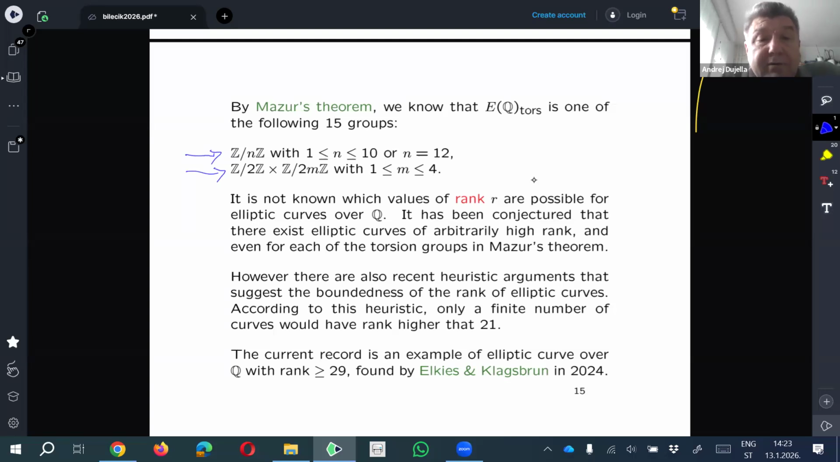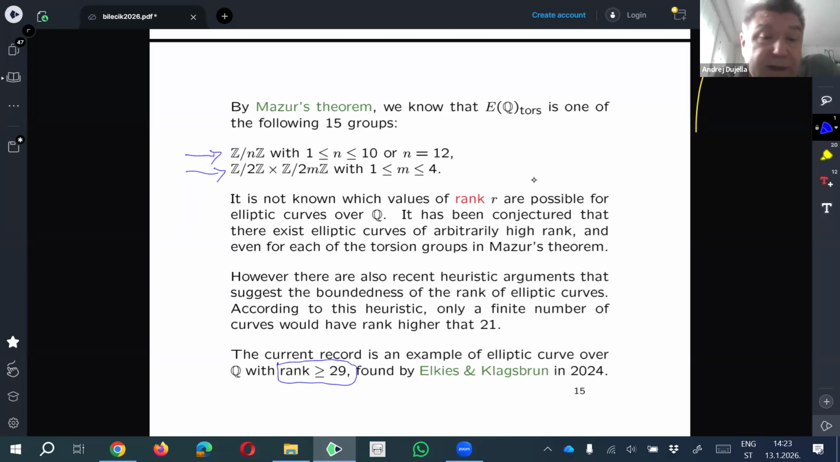In particular, one very popular, which I will come to later, predicts that there are only finitely many elliptic curves with rank greater than 21. If this is true, then certainly rank will be bounded. So what is known? It is known that there exists an elliptic curve with rank greater or equal to 28. In fact, equal to 28 if we assume some usual conjectures.